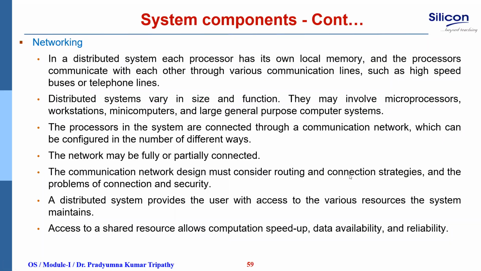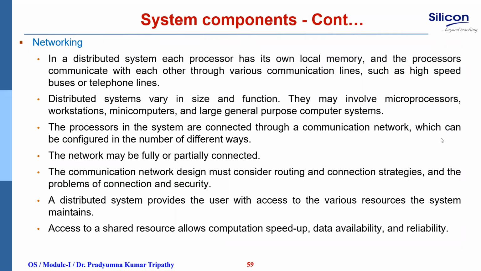So the communication network design must consider routing and connection strategy. If it is not fully connected, we must provide a mechanism for how a particular node will be connected to other nodes. So the communication network design must consider routing and connection strategies and the problems of connection and security. Is it understood?